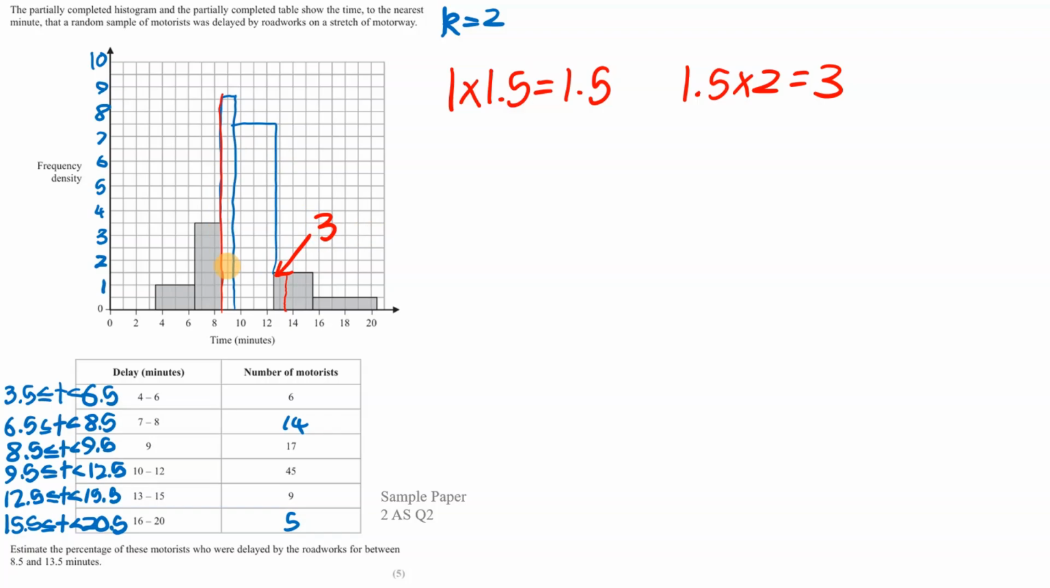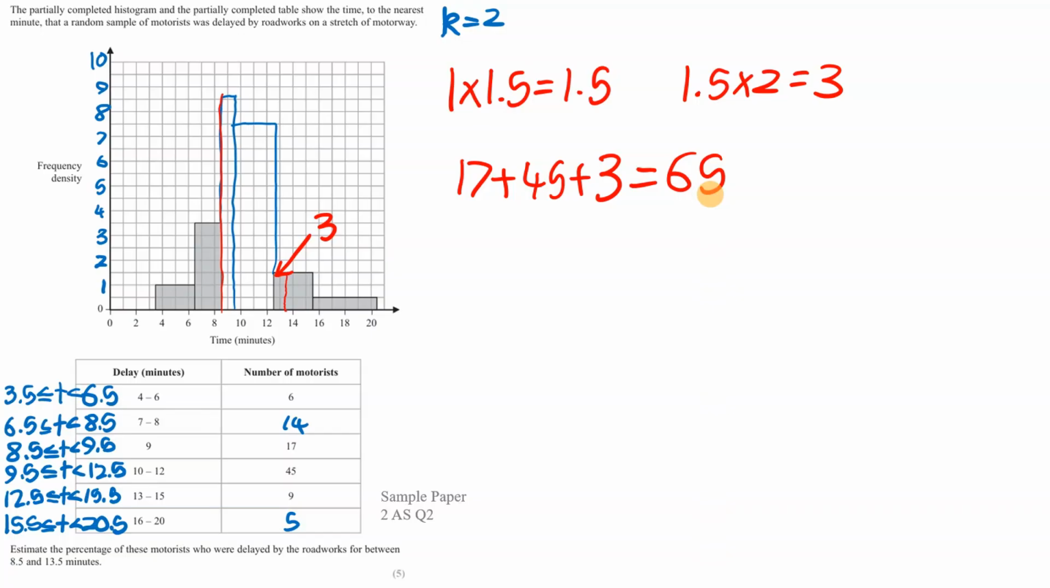So therefore the frequency of this section here is going to be the frequency of this bar, which we know is 17, plus the frequency of this bar, which we know is 45, plus the frequency of this bar here that we've drawn on, which is 3. And if you put this into your calculator, this is equal to 65. So this is the number of motorists who were delayed by the roadworks for between 8.5 and 13.5 minutes.